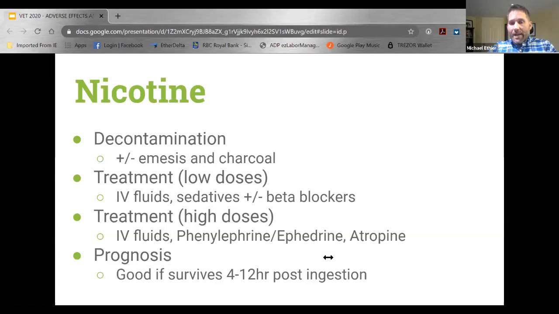So again, focusing on sedatives and beta blockers for the low doses, and things like epinephrine and phenylephrine for blood pressure management, or atropine for those bradycardias. Next slide.